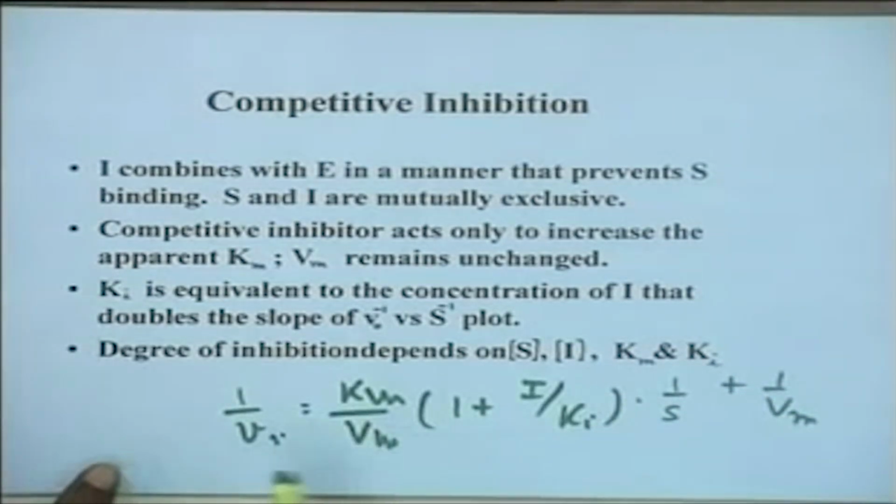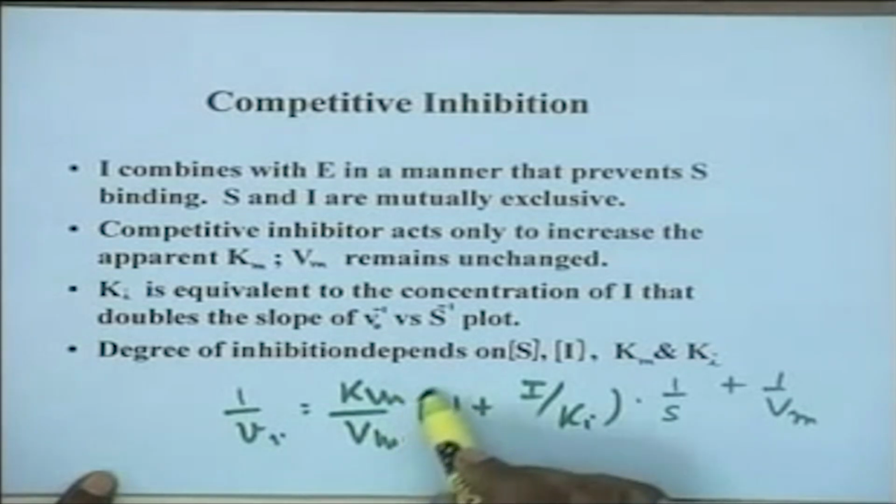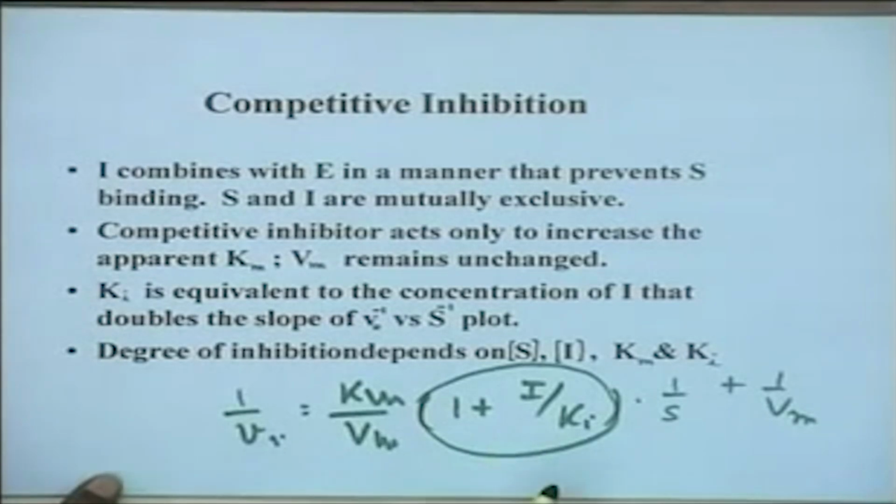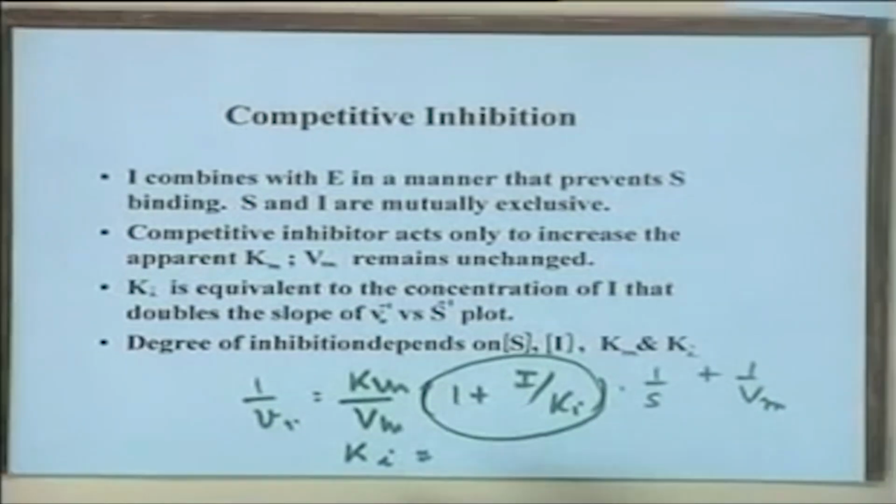The Michaelis-Menten constant is modified by the amount 1 plus I over Ki, and therefore, the value of Ki essentially is equivalent to that concentration of the inhibitor at which the slope of the double reciprocal plot is double. That means, from the initial slope the value of the slope doubles, and that concentration of inhibitor gives you the magnitude of Ki.